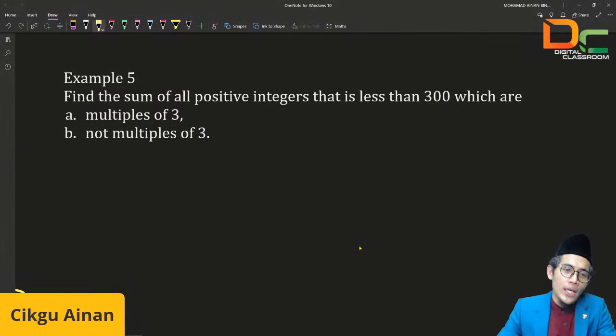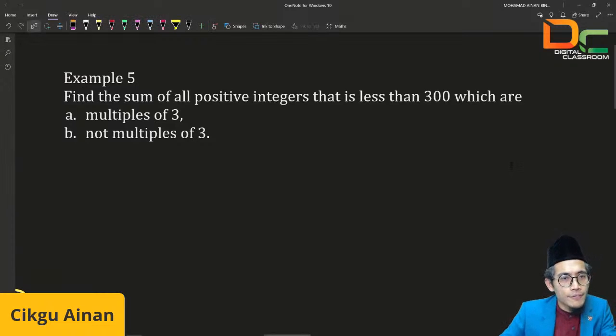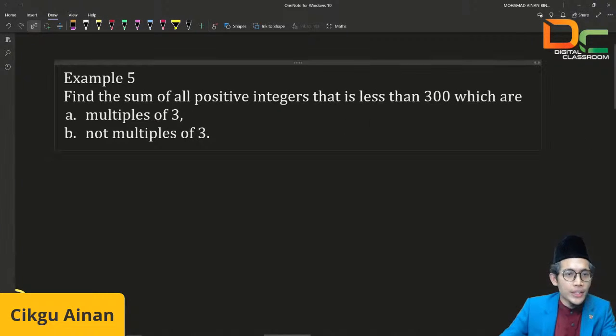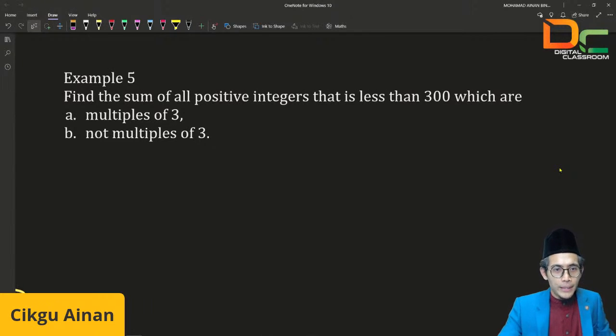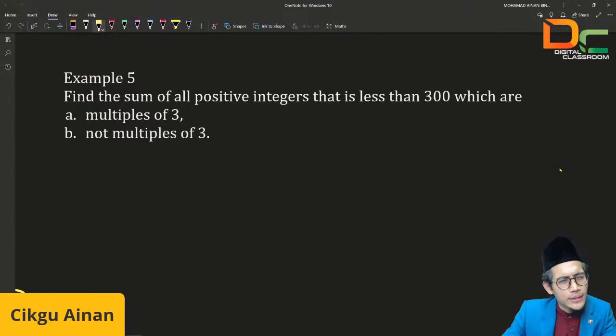Let's continue. Example 5. Find the sum of all positive integers that are less than 300, which are multiples of 3. It's clear again, alhamdulillah. That's how it is, the bittersweet of life. Find the sum of all positive integers.